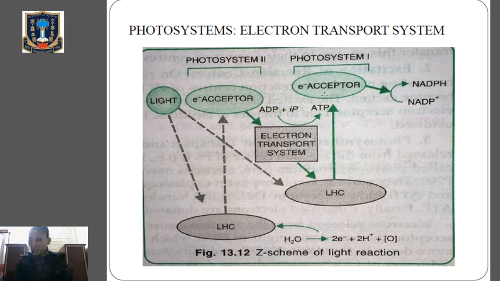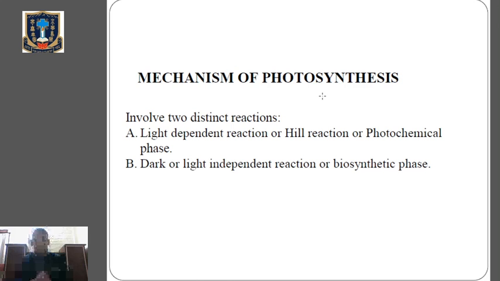Now the next topic, we learn about the mechanism of photosynthesis. The mechanism of photosynthesis involves two distinct reactions. First one is light dependent reactions, also called Hill reaction or photochemical phase. Clear? And the second one is called dark or light independent reactions or the biosynthetic phase. So we have got two distinct phases or reactions of photosynthesis. The first is called light dependent reaction and the second is called dark or light independent reaction.